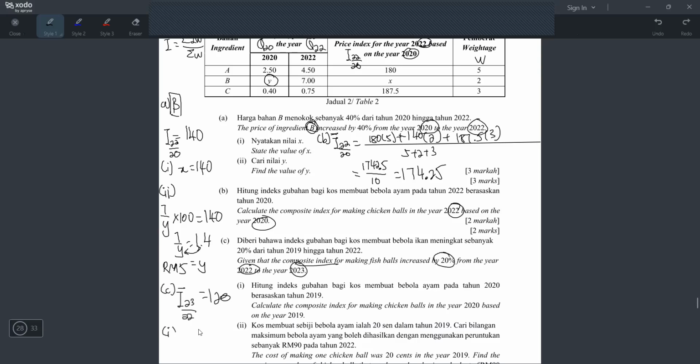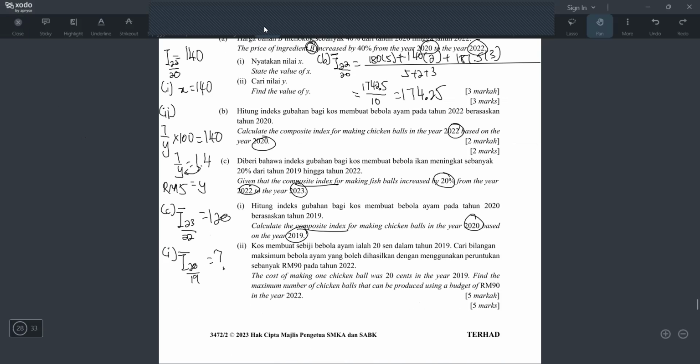Number one says calculate the composite index for making chicken balls in the year 2020 based on 2019. So I want to find composite index for 2020 based on 2019. Well, actually, you can use the smiley face method, because you have the 174.25. This is for 2022, 2020, and then 23, 22, you have new one. So to get 2019, you use smiley face. And also, you look at the question, you can tell this question has 3 years involved: 2022, 2023, 2019.